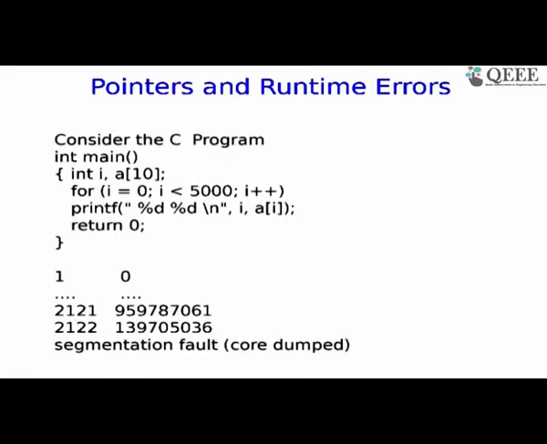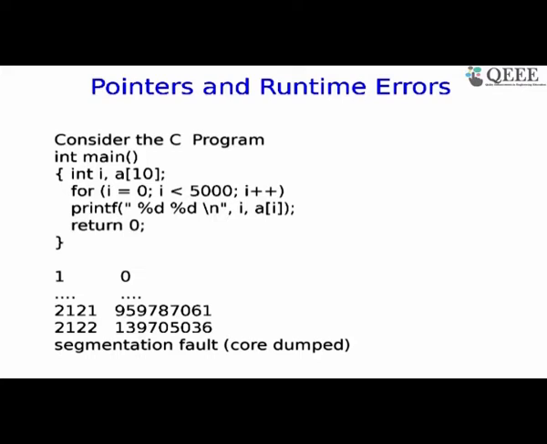Look at this program. It's a fairly simple program. There's only a main program, no other function. There's an integer and there's an integer array. And there is a for loop which runs from 0 to 4999, or 5000 times. In each iteration of the loop, it prints the current value of i, and the value which is stored in the array location i.